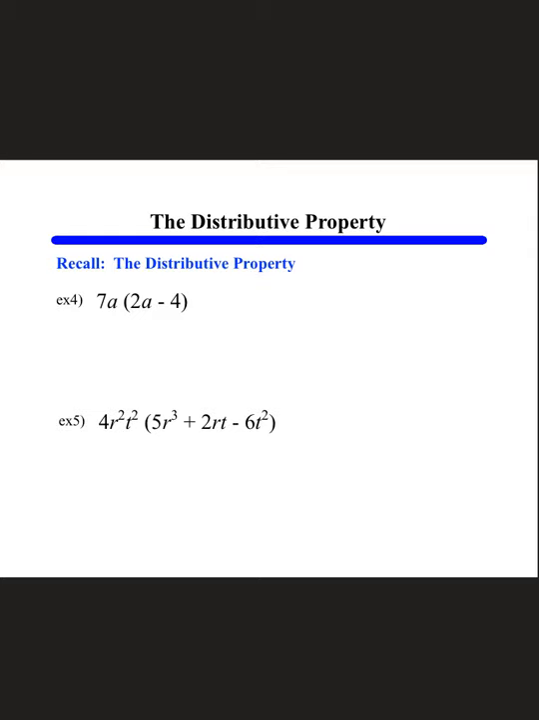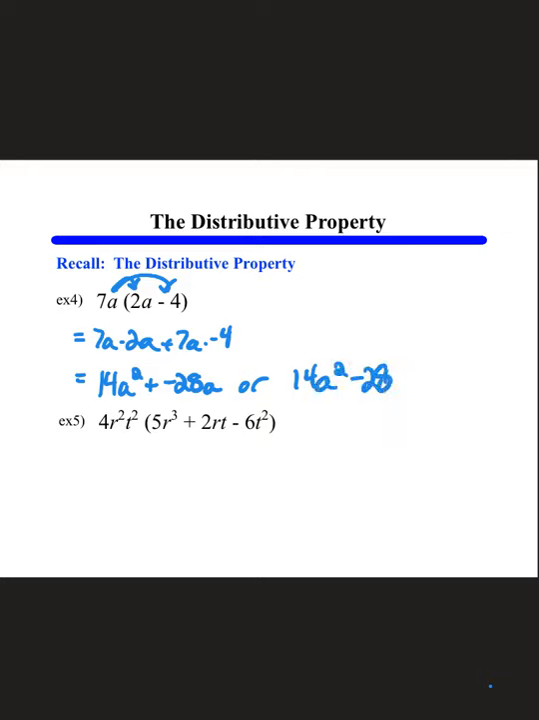Now you might be saying, how does this tie into what we did last week with multiplying? Well, let's recall the distributive property. Take a look at number 4. We have 7a times 2a minus 4. Remember, the distributive property says I'm going to multiply both of those things by 7a. So I'm going to take 7a times 2a plus 7a times negative 4. And I'm going to simplify that. That becomes 14a squared plus negative 28a. Or I could also write it as 14a squared minus 28a.